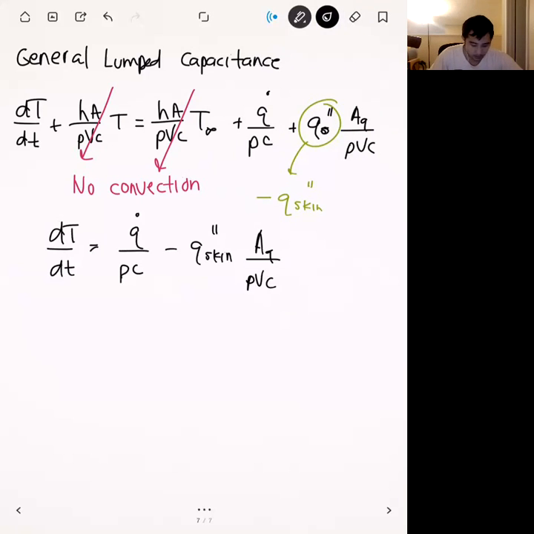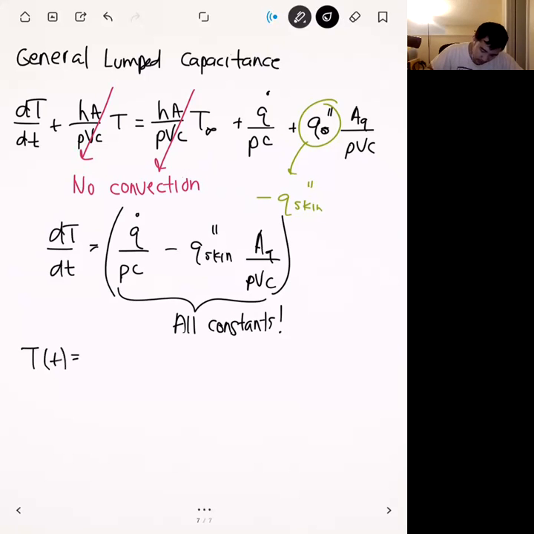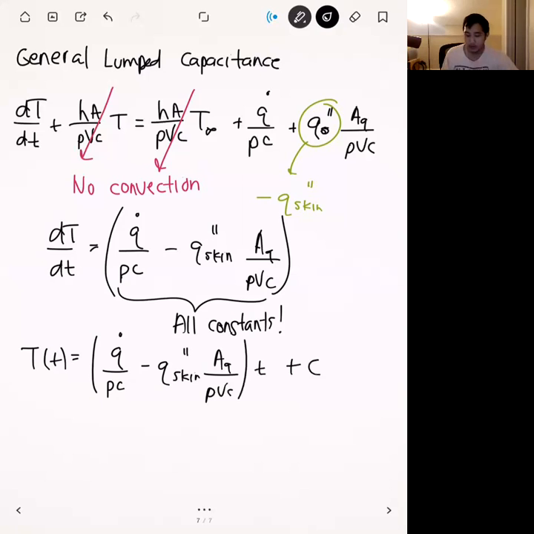Okay, and so at this point, what we can do is simply integrate, because everything on the right-hand side of this equation is a constant. And so if we simply integrate both sides with respect to t, what we get is T of t is equal to Q dot over rho C minus Q skin double prime A_Q divided by rho VC times t plus C, okay? And so C here is our arbitrary constant.